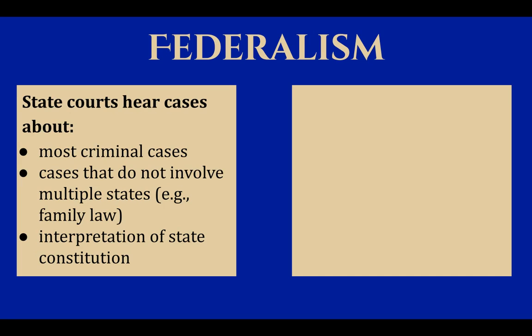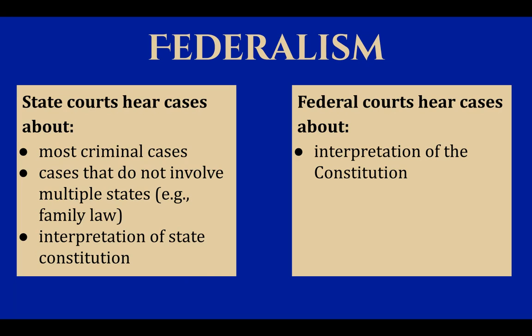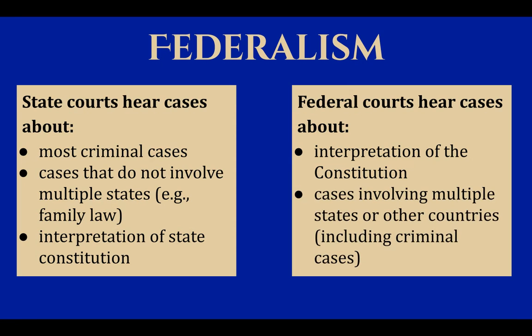For example, if you believe that a law violates the Vermont state constitution, you would bring your case before a state court. Federal courts hear many of the same types of cases, but federal cases usually involve federal law, multiple states, or other countries. For example, if you believe a law violates the U.S. Constitution, you would take that case to the federal court. You'd start at the Federal District Court, then make your way up through the Court of Appeals and the Supreme Court if necessary. If a case involves multiple states, it goes to federal court.